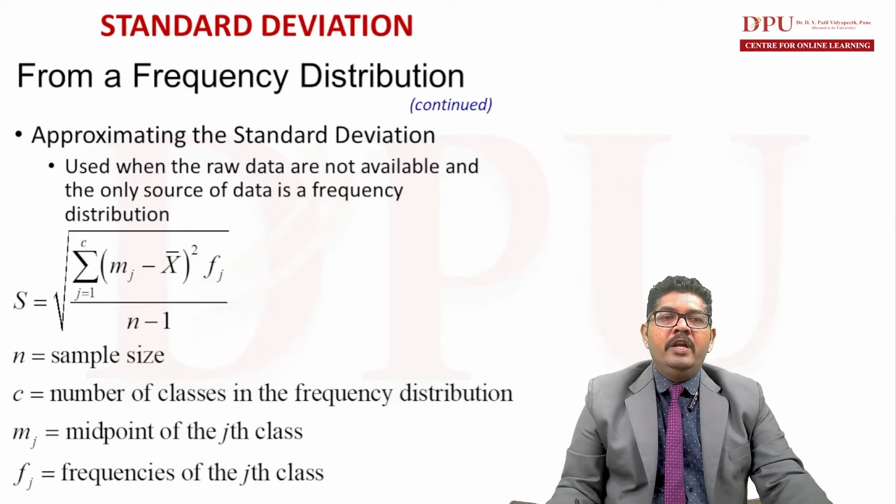So let us calculate standard deviation from a frequency distribution. What is the formula? So approximating the standard deviation, used when the raw data are not available and the only source of data is the frequency distribution, we have to use this particular formula. S is equal to the square root of the summation of (xi minus x bar) squared, multiplied by f, divided by n. So instead of this mj you can use xi, that is individual values in the sample.